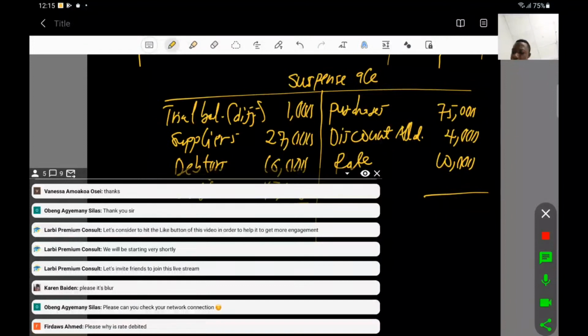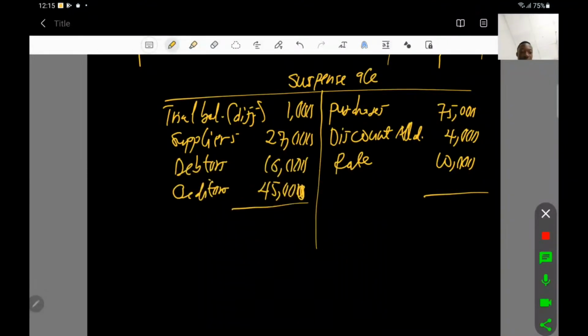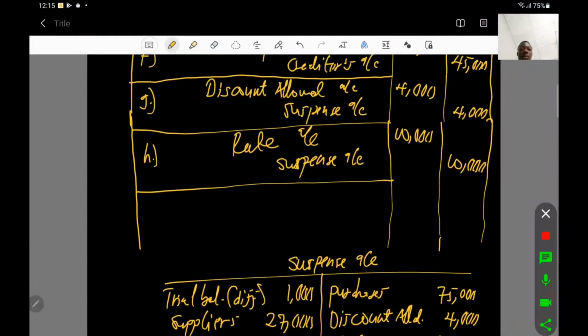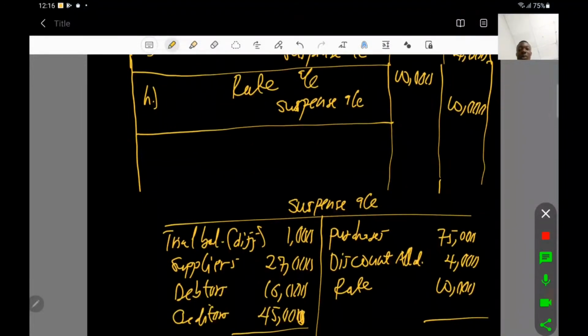Ahmed is saying, why is rate debited? Rate in the journal, right? Rate was debited. Yes. Remember, rate was a balance from the previous year. When we were preparing the trial balance, instead of recognizing the rate as a prepaid, which is an asset at the debit side of the trial balance, we failed to bring that balance, and we left it off. That's how come we were having suspense. It couldn't agree because of these errors that happened.